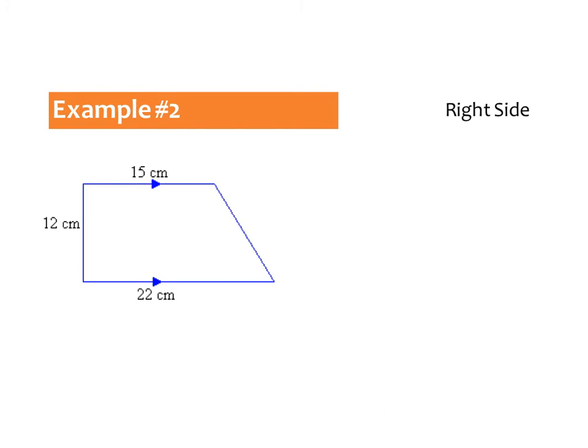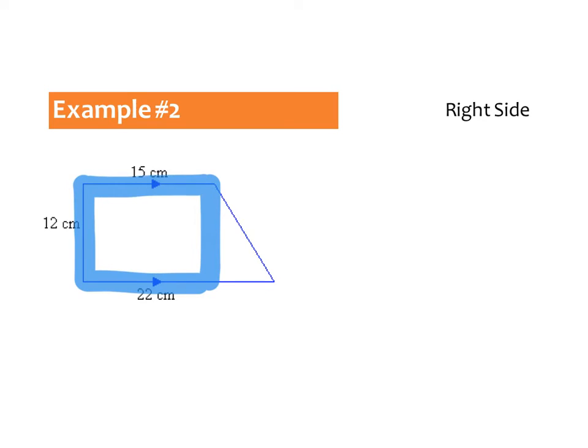Okay, this one is super tricky. So if I were you, I would make sure to pay extra attention to how I solve this. So the first thing is I try to call out the shape. So I definitely see here a rectangle. And then I definitely see a triangle.